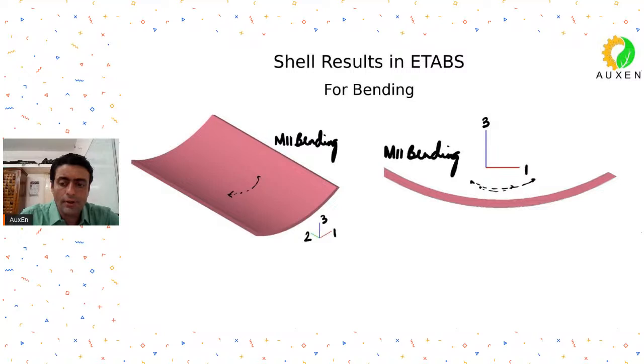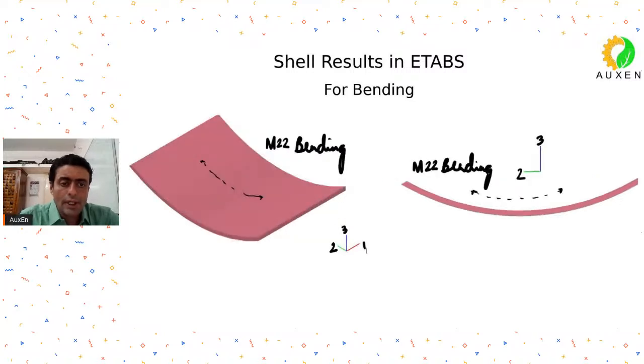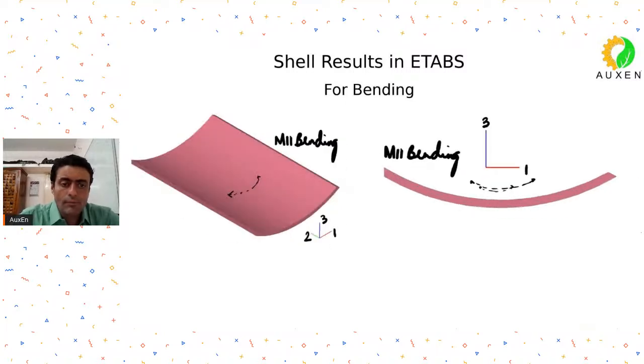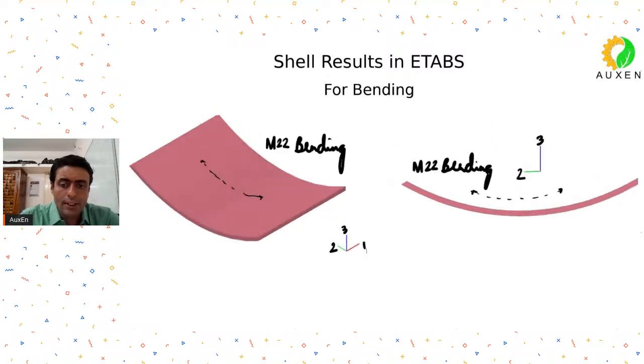Very important. This is how your M22 bending will look like. Just to compare, this was M11. I went a slide back, and again M22. So why are we calling this M22? Because the bending is happening along 22, along the local axis 2. And if you want to put reinforcement, you will be putting it along 2.